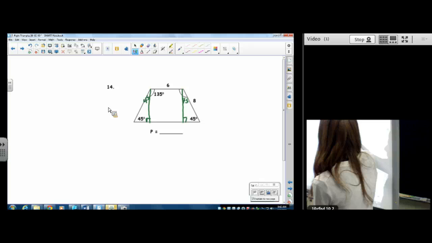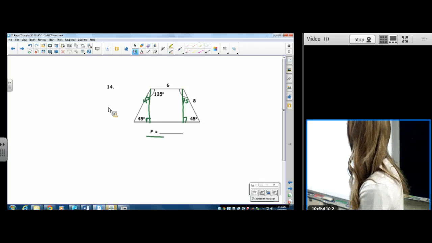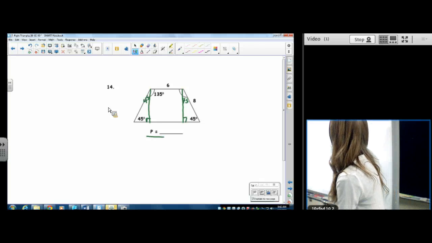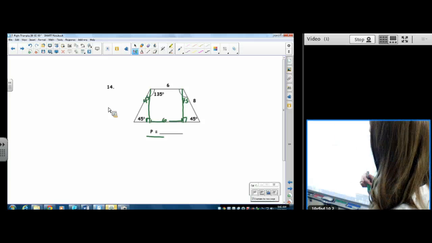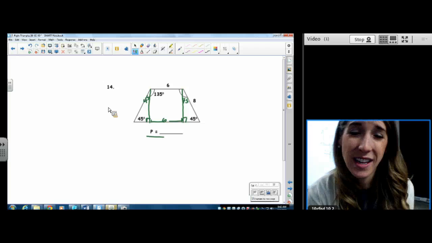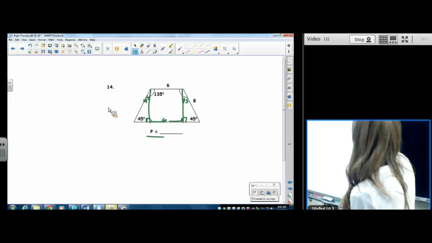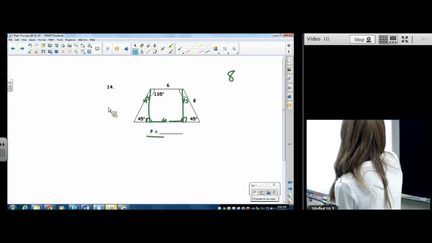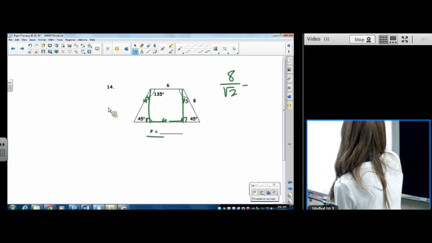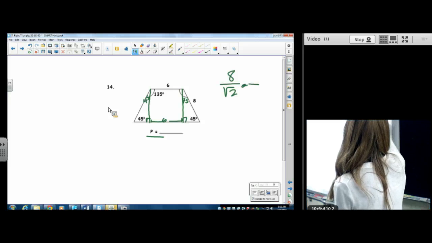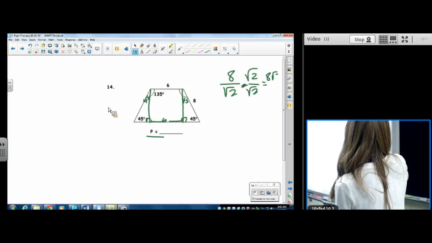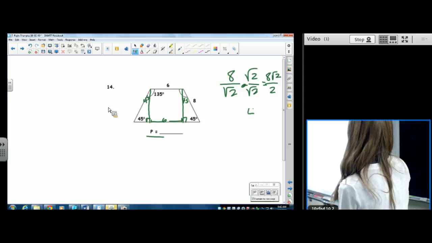We want to find P. P stands for the perimeter. We know this is 6 from here to here because we're just looking above. Now we need to work with this triangle. Unfortunately, that doesn't say 8 root 2. It just says 8. So we are going to have to take 8. We're trying to find a leg, so we're going to have to divide it by root 2. So we're going to rationalize our denominator. 8 root 2 over 2. Oh my goodness, it's 4 root 2.